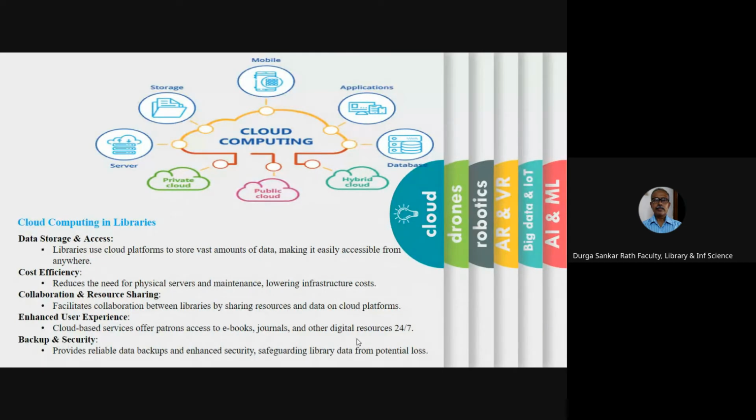Collaboration and resource sharing facilities are there. With the help of cloud computing, collaboration between libraries is facilitated by sharing resources and data on cloud platforms. Like one election for the total country, we are going for one subscription for one country. That's why, unless this sort of collaboration and resource sharing is held through cloud computing, it is very difficult to get those resources only from a single server available in a particular location.